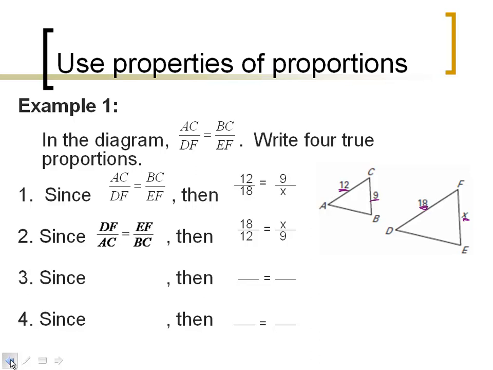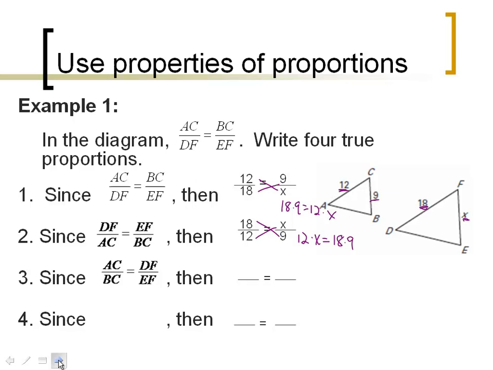I want you to notice here, when I multiply, 18 times 9 equals 12 times X. If I multiply here, 12 times X equals 18 times 9. Isn't that exactly the same thing? You can switch the two sides of an equal sign. That's perfectly fine. Another way we can think of it is AC over BC equals DF over EF.